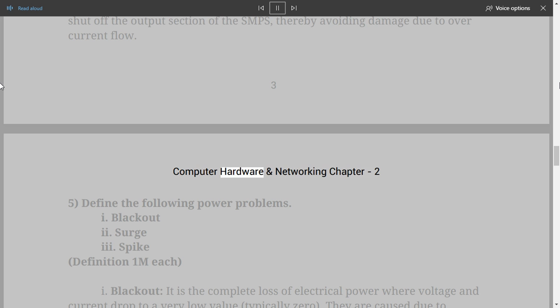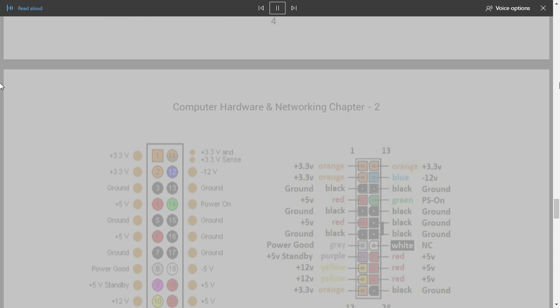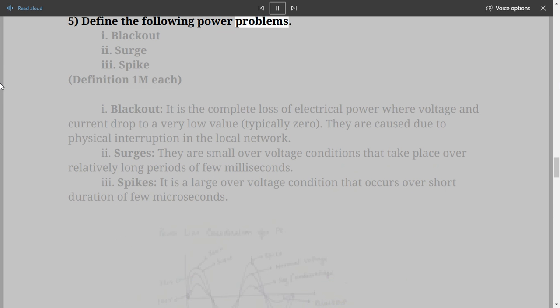Computer Hardware and Networking, Chapter 2. 5. Define the following power problems. 1. Blackout, 2. Surge, 3. Spike. Definition 1M each.